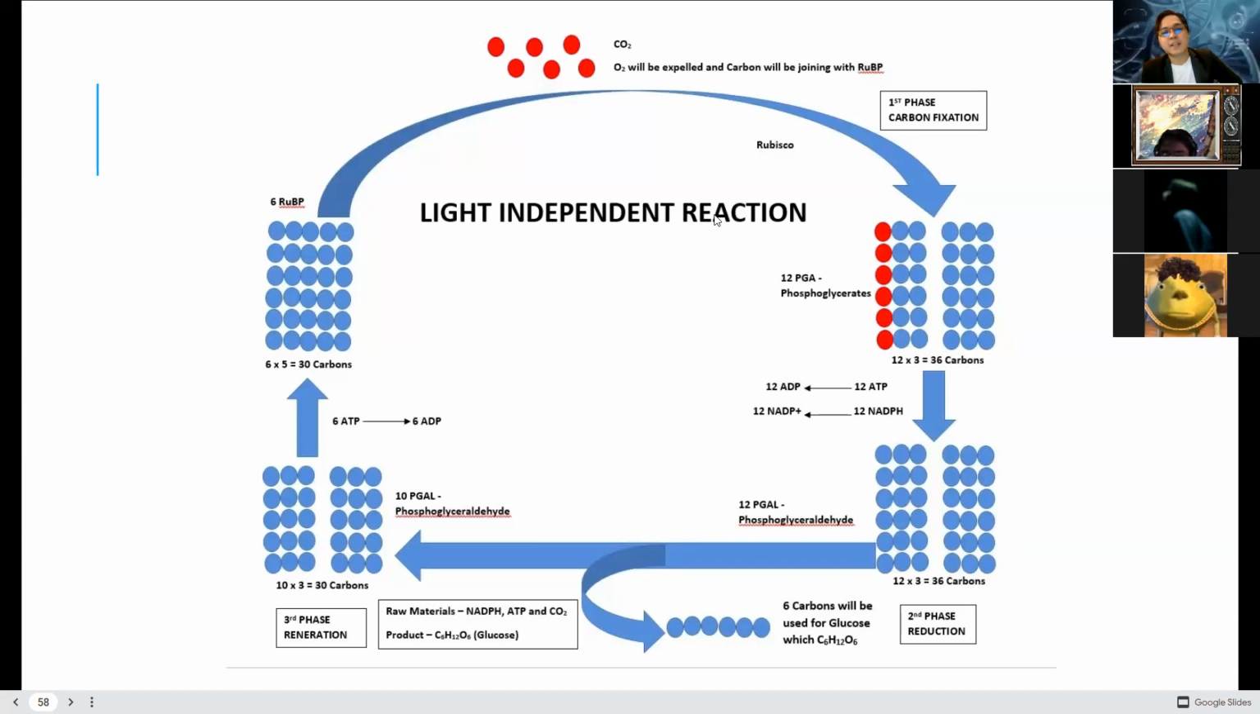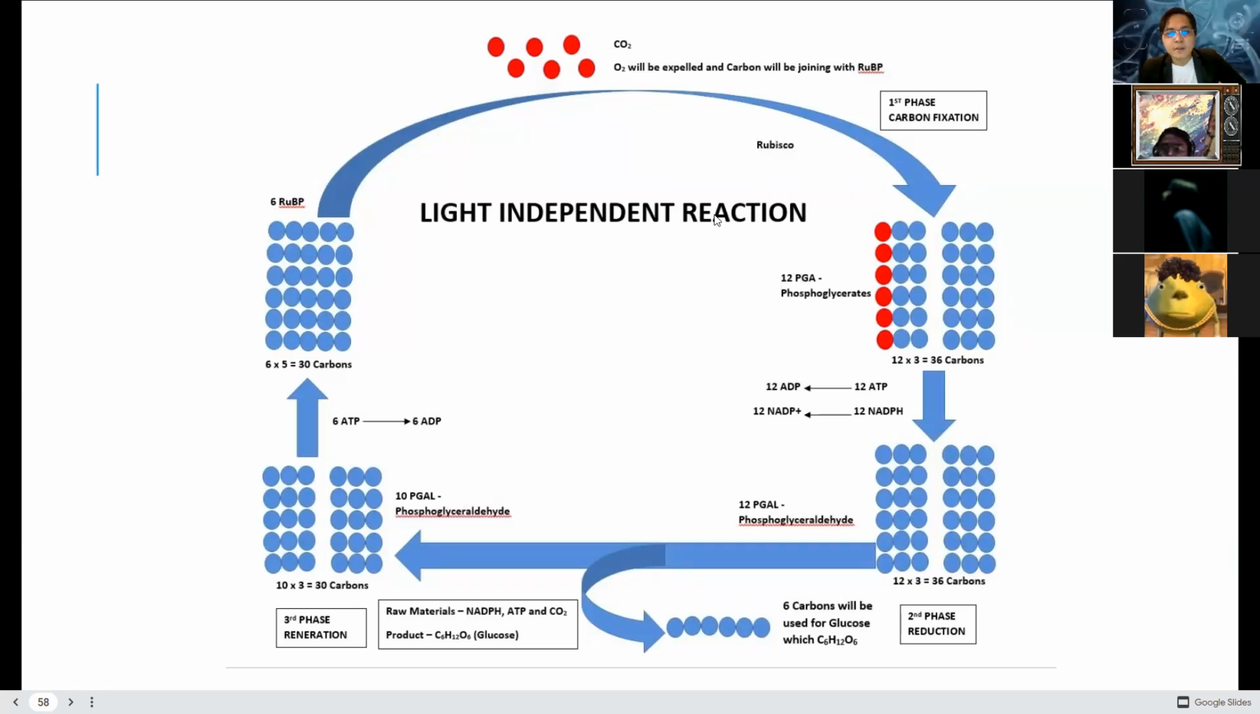We need 6 ATPs to create 6 RuBPs in the process. Okay, we rearrange the carbons to create ribulose bisphosphate. So there you go. We now have 6 RuBPs in the process, and the cycle repeats again and again.